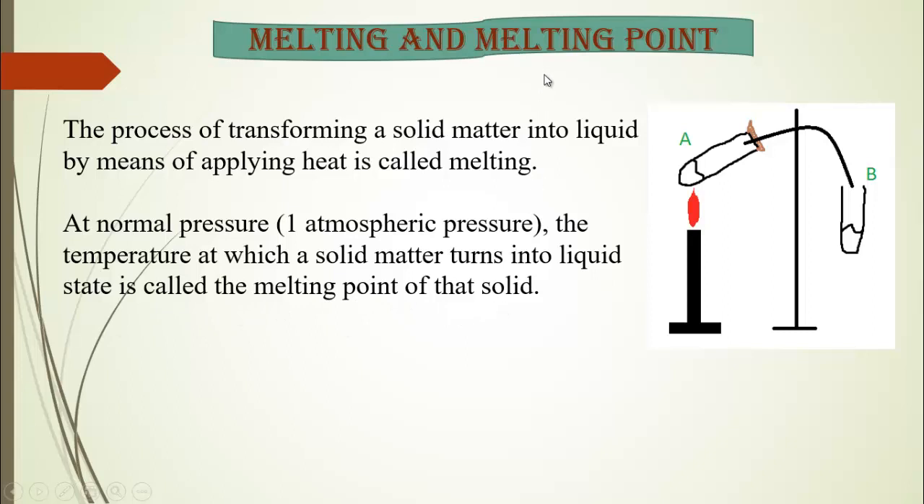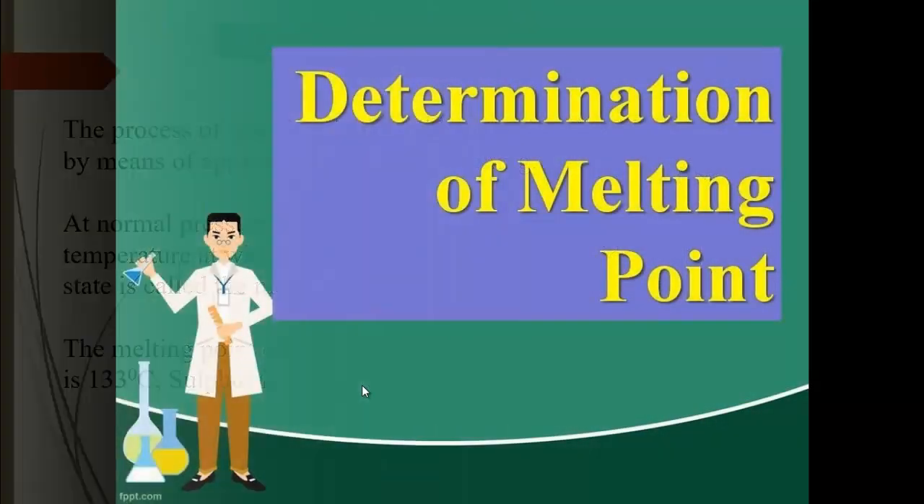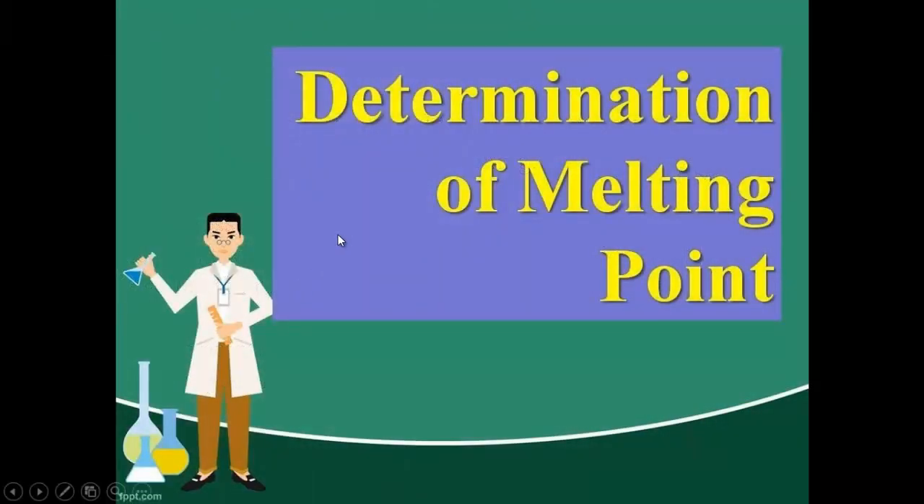So melting point is actually the temperature at which a solid starts to turn into its liquid state. For example, the melting point of ice is 0 degree centigrade, sodium chloride is 801 degree centigrade, urea is 133 degree centigrade, sulfur is 115 degree centigrade, etc. Now I will show you some determination process of melting point.